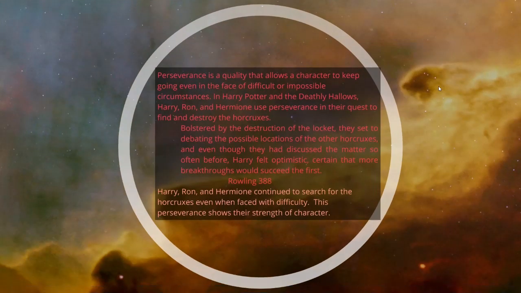Perseverance is a quality that allows a character to keep going even in the face of difficult or impossible circumstances. In Harry Potter and the Deathly Hallows, Harry, Ron, and Hermione use perseverance in their quest to find and destroy the Horcruxes. Bolstered by the destruction of the locket, they set to debating the possible locations of the other Horcruxes, and even though they had discussed the matter so often before, Harry felt optimistic, certain that more breakthroughs would succeed the first. Then, for your explanation, Harry, Ron, and Hermione continue to search for the Horcruxes even when faced with difficulty. This perseverance shows their strength of character. So in this particular instance, the explanation is at the end of the body paragraph, and it shows that perseverance is a quality in the Harry Potter books.